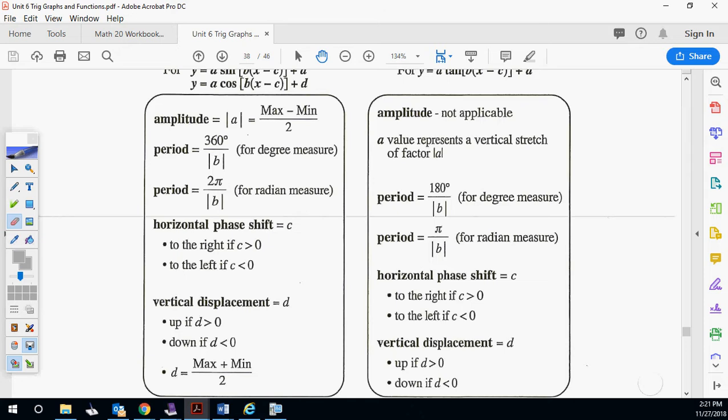Okay. Everything's the same for tangent. We already talked about the last two, so I won't go over those again. But tangent has the same thing. You can move the phase shifts, so they still move, positive move left, negative move right. Vertical displacement, they can also move vertically. They can move up and they can move down. So their change is the same.